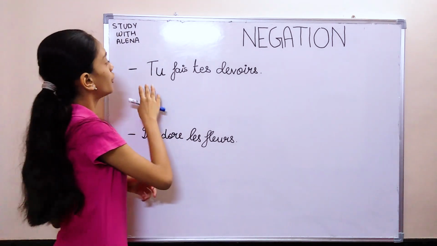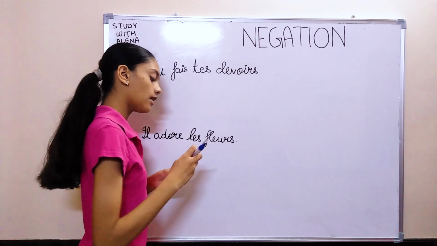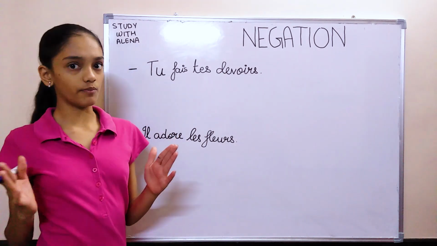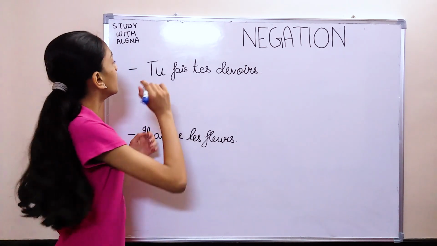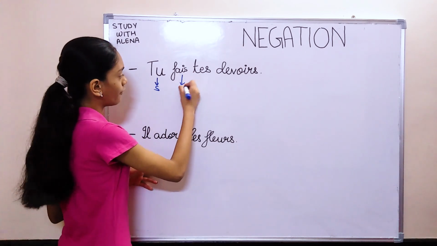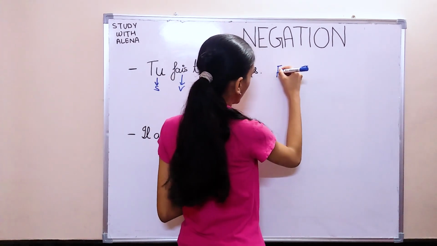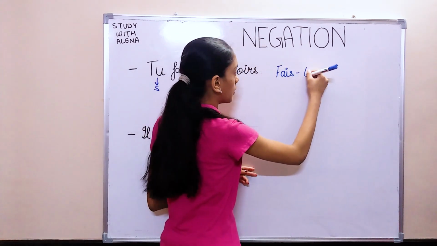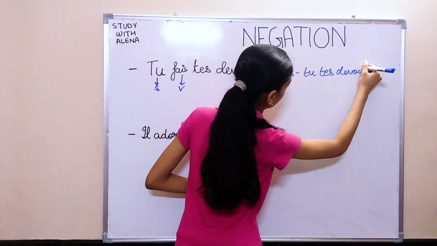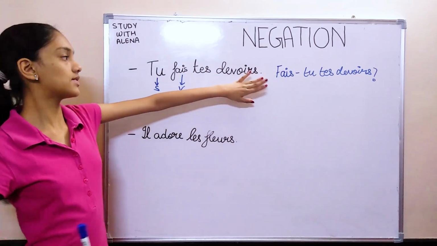We have a sentence here, tu fais tes devoirs. Now let's invert it. What we do in inversion is we interchange the places of the subject and the conjugated verb. The subject here is tu and the conjugated verb here is fais. Now if we invert their places, it becomes fais-tu tes devoirs. This would be the inverted sentence.